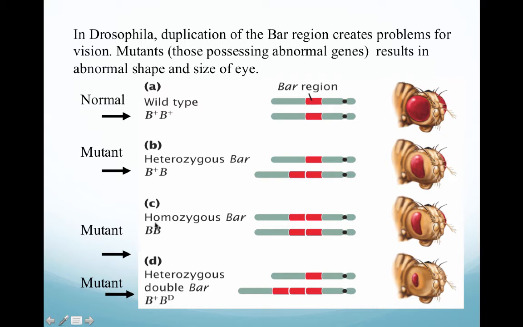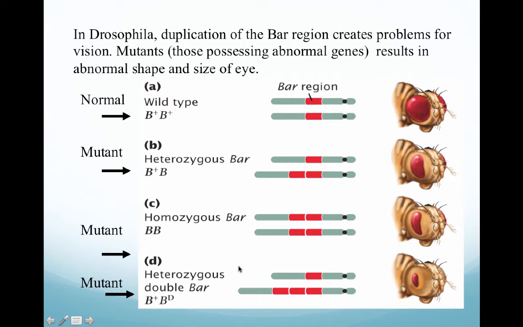And then if you get a homozygous situation to where you have duplication on both chromosomes, again, those proteins are going to interact with each other and you're not going to get facet creation, so the eye is going to be even smaller than if it was in a heterozygous fashion.